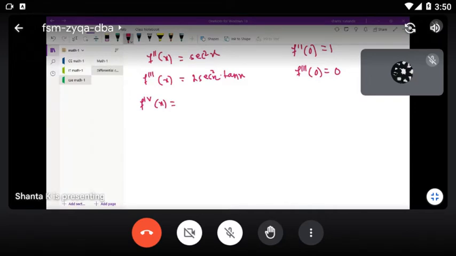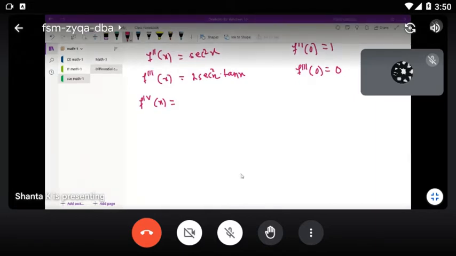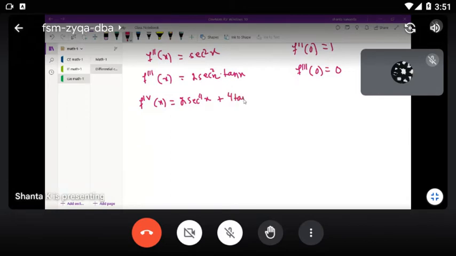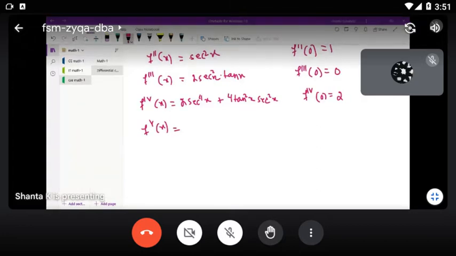How much did you say? 2 secant power 4x plus 4 tan square x, tan square x secant square x. Now what is it at 0? It is 2, ma'am. Then 16 secant cube x into tan x.